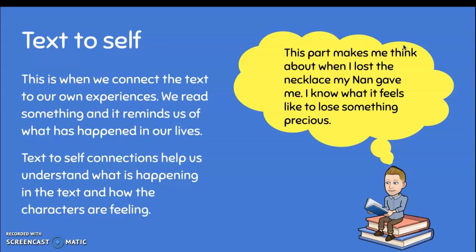For example, I'm reading a book and I think, oh, this part makes me think about when I lost the necklace my nan gave me. I know what it feels like to lose something precious. So as I was reading my story, I was able to put myself in the character's shoes and realize how they felt.